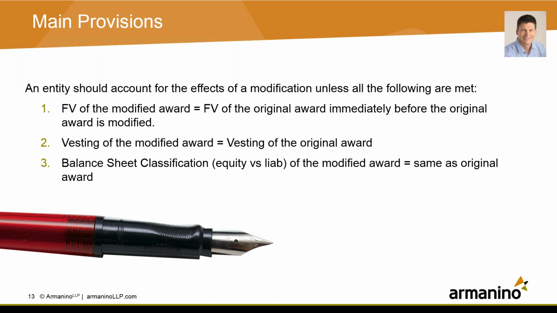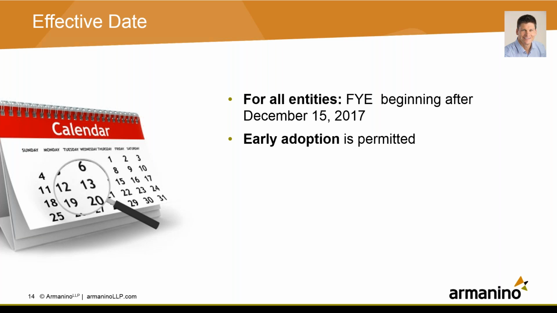Second criteria to make sure that you're not needing to account for modification would be to make sure that the vesting of that modified award has not changed, that it's the same vesting term as the original award. And then finally, take a look at the balance sheet classification. If you made a modification to that award and the accounting guidance took you from equity to liability treatment, or vice versa, if the award was accounted for in liability, and now, because of the modification, you may look at equity treatment for that award, then that constitutes a modification, and you do need to go ahead and make the calculation of that fair value.